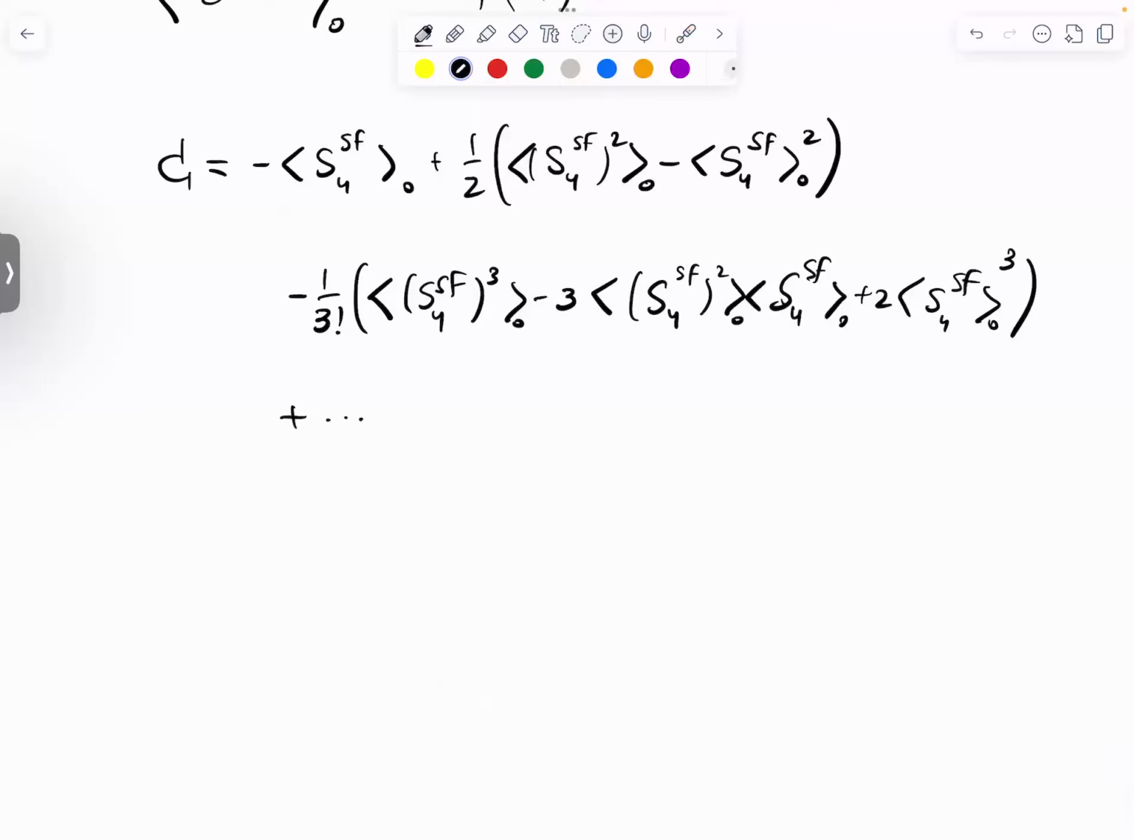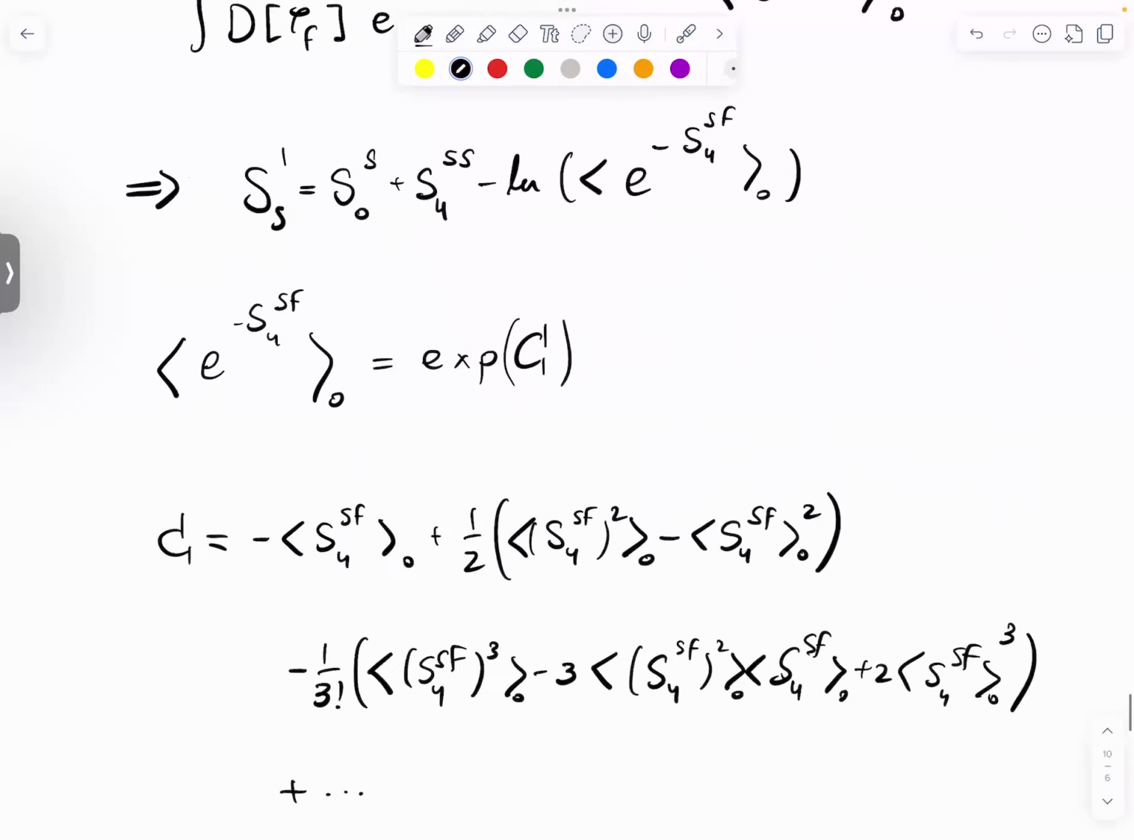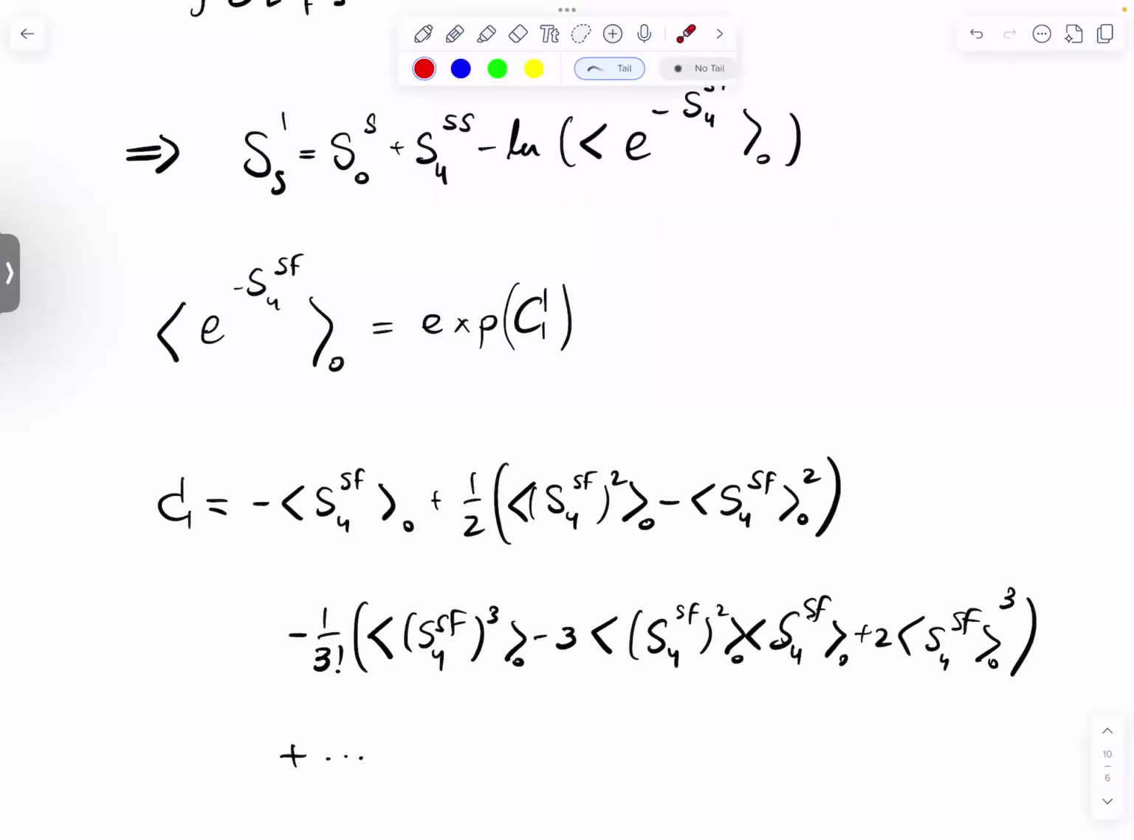Let's start from the first term. What we're going to do now is calculate this cumulant and this cumulant, and that's where we're going to stop. Not going to do any more.